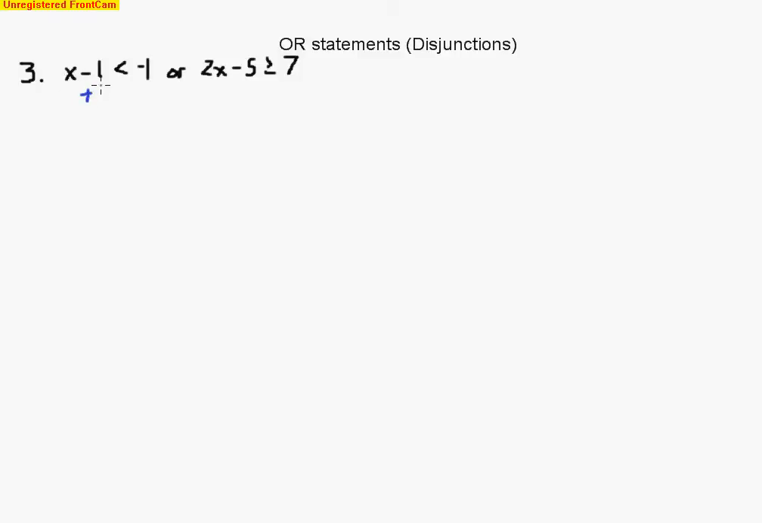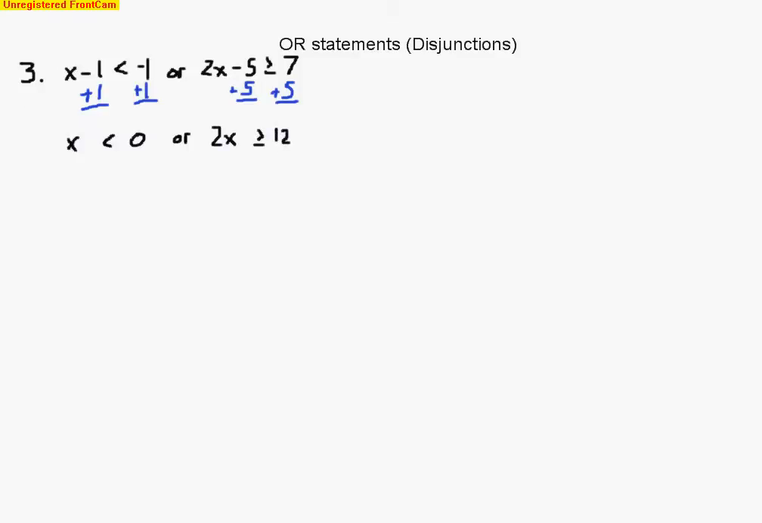So we're going to add 1 to all sides. Over on this other side, we can go ahead and start solving this equation as well. I'll add 5 to all sides in this case because it was a minus 5, and I want to cancel out the 5's on the left-hand side. So now I've got x is less than 0, or, and then over here I've got 2x is greater than or equal to 12.